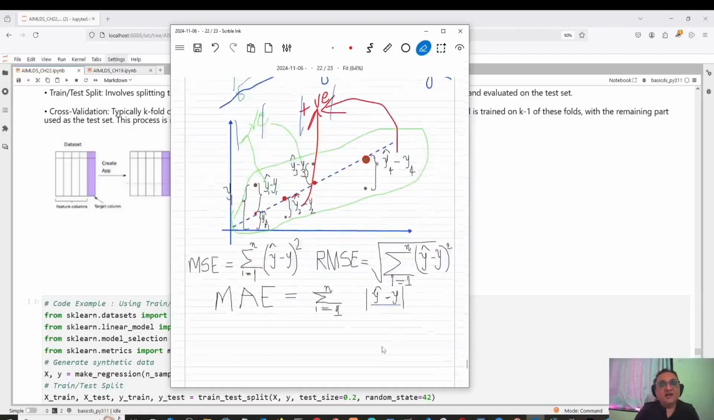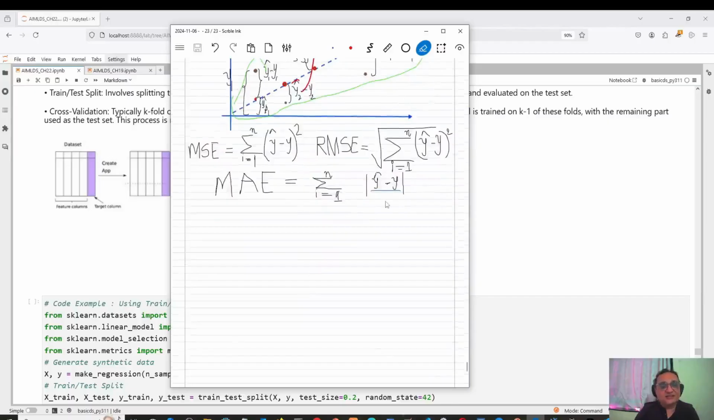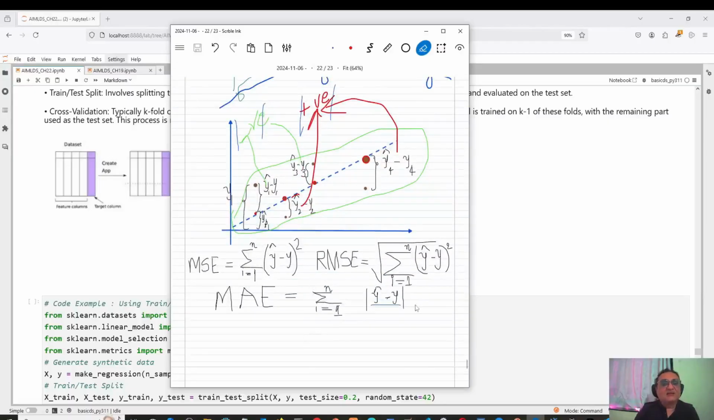So |y1 predicted minus y1|, |y2 predicted minus y2|, |y3 predicted minus y3|, and so on up to |yn predicted minus yn|, and then do the sum of all those things, right? If you do the sum of all those things, then that is called the mean absolute error, the mean value of absolute error. Now, that is one way of solving that problem of some positive error and some negative error.